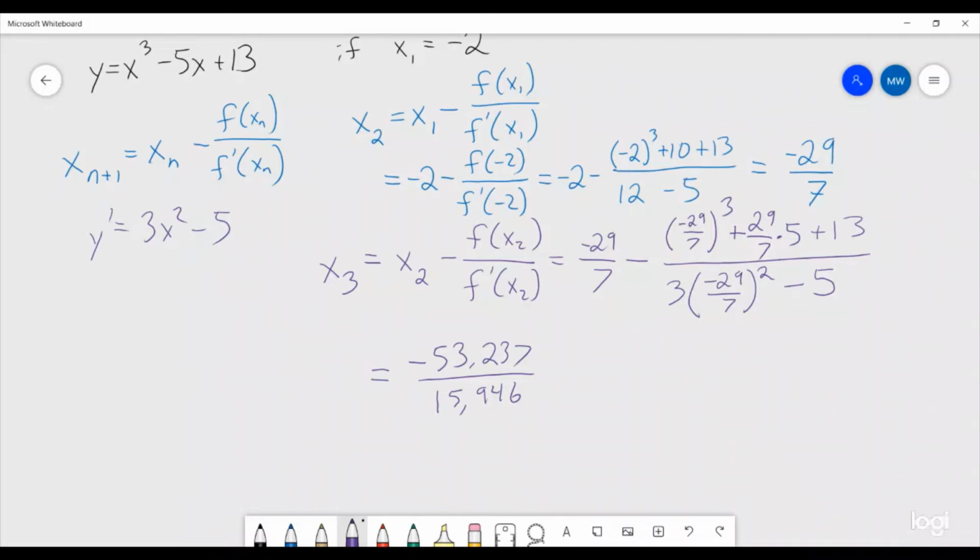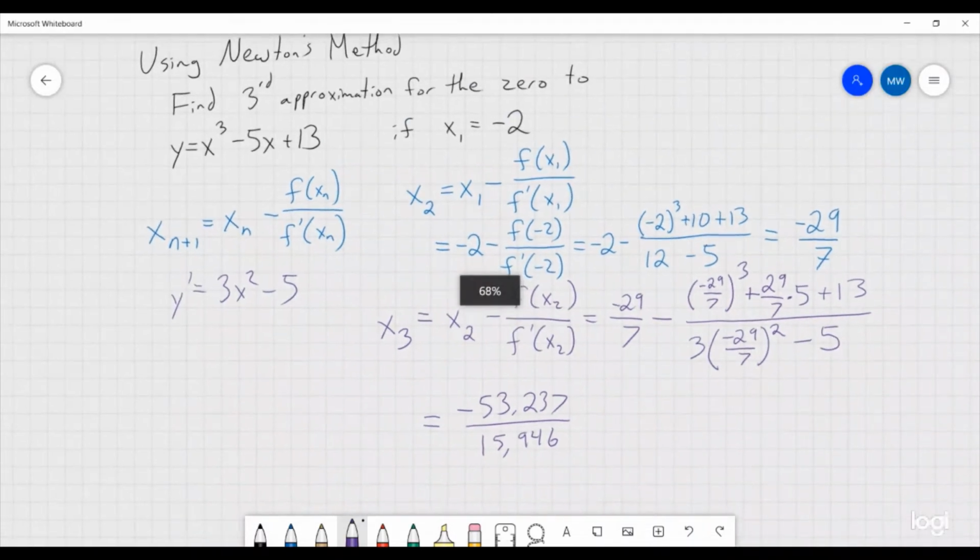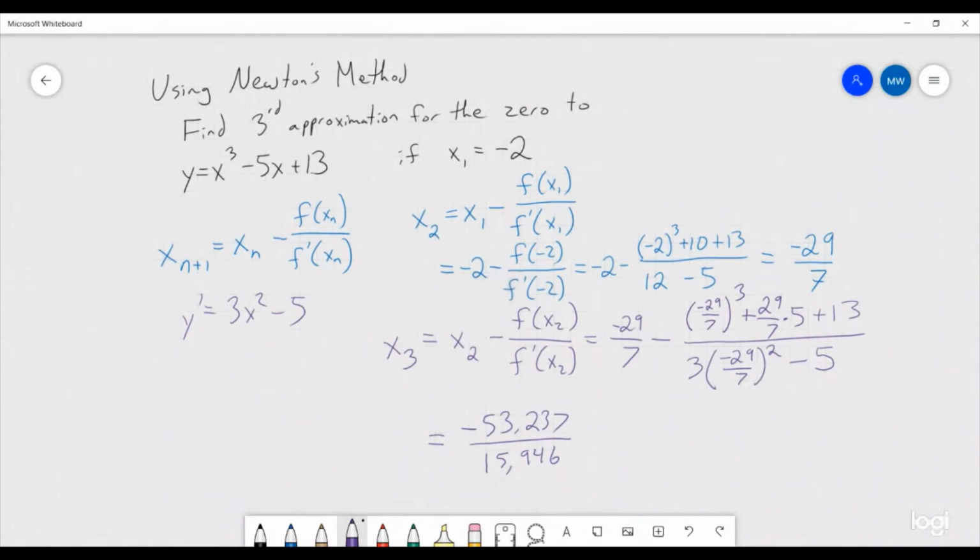Is it a pretty number? No, absolutely not. It is far from a pretty number, but that's what we would have to go through and do to be able to find these sorts of things. Hopefully the ones that they give you on the test will be slightly nicer functions, but this is the process you have to go through to do Newton's method. Alright, now that we've done this, let's talk about some antiderivatives.